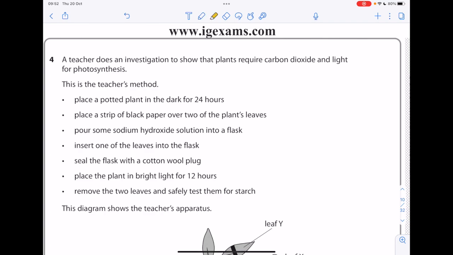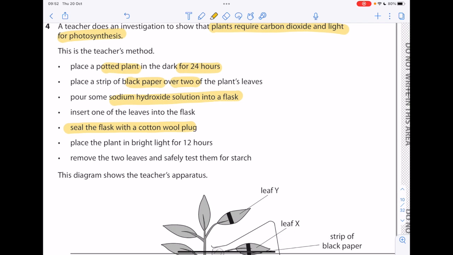A teacher does an investigation to show that plants require carbon dioxide and light for photosynthesis. This is the teacher's method. Place a potted plant in the dark for 24 hours. Place a strip of black paper over 2 of the plant's leaves. Pour some sodium hydroxide solution into a flask. Insert one of the leaves into the flask. Seal the flask with a cotton wool plug. Place the plant in bright light for 12 hours. Remove the 2 leaves and safely test them for starch.